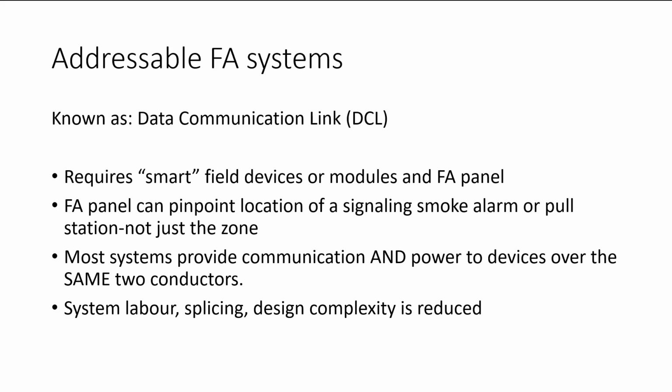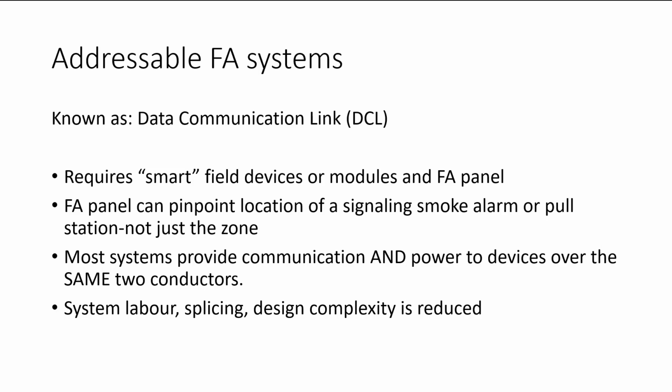Addressable fire alarm systems are known as data communication link systems. These require smart field devices or modules and a smart fire alarm panel. The fire alarm panel can then pinpoint the location of a signaling, smoke alarm, or pull station, not just the zone. Most systems provide communication and power to devices over the same two conductors. The system labor, splicing, and design complexity is actually a little bit reduced when compared to a conventional system.